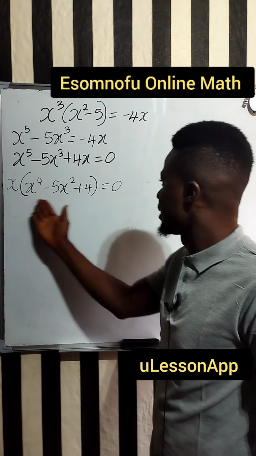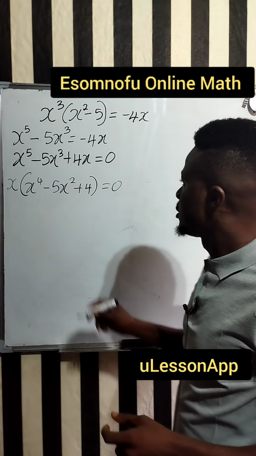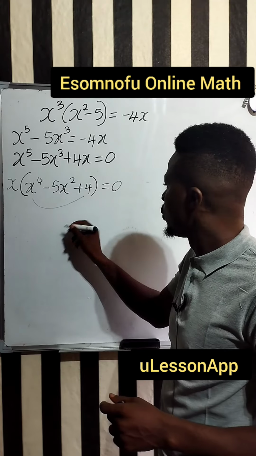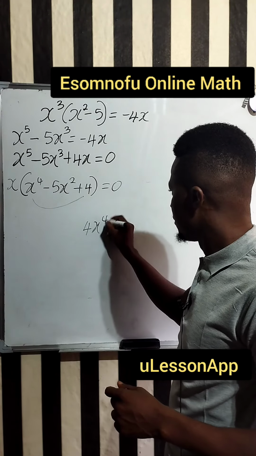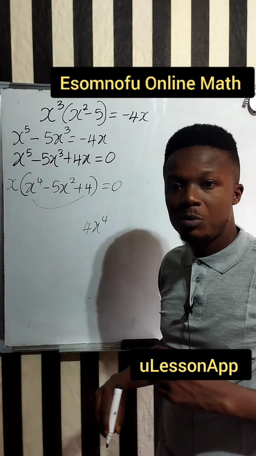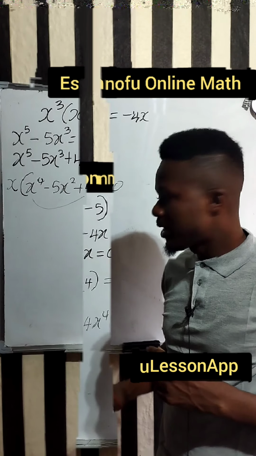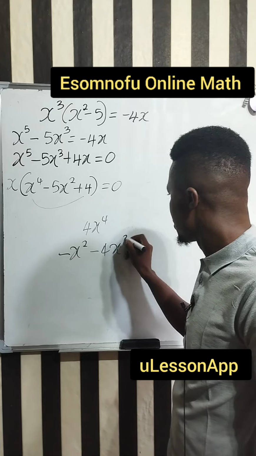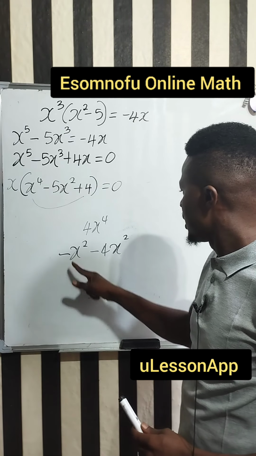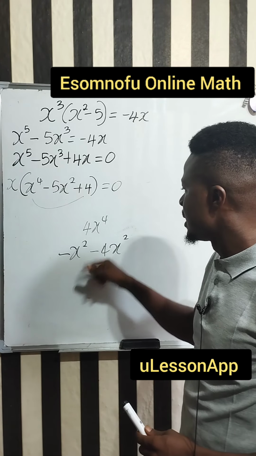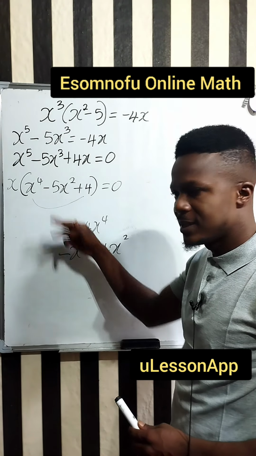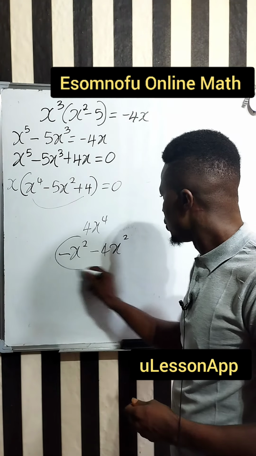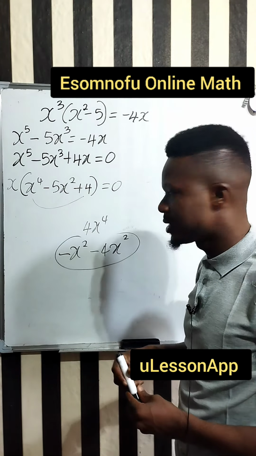Now I can factorize the term in the bracket. To factorize it, just use this to multiply this. We shall have 4x to the power of 4. What two terms will you multiply to get 4x to the power of 4, and when you add them you get minus 5x squared? Of course, they should be minus x squared and minus 4x squared, because when I multiply these two terms together, I'm getting this, and when I add them together, I'm getting this. Hence, I will use this to replace minus 5x squared.